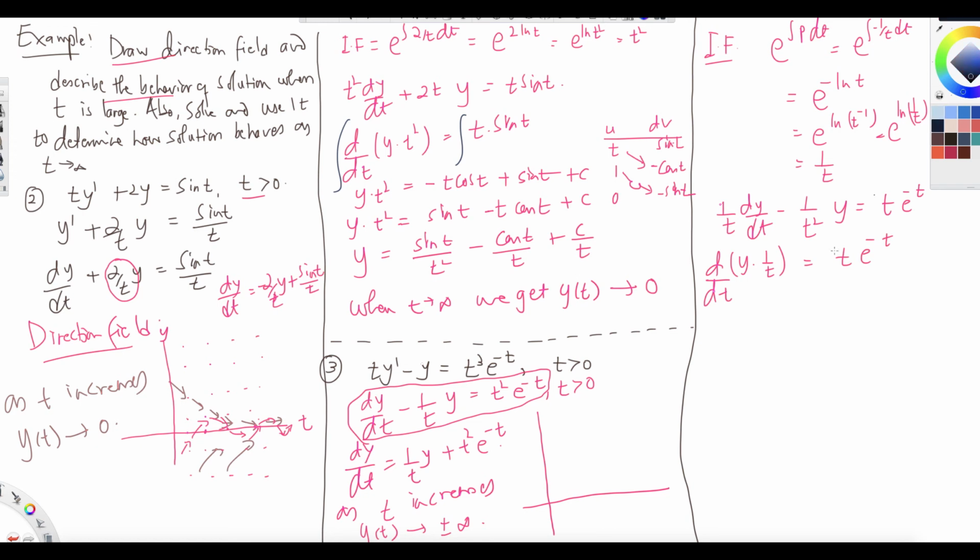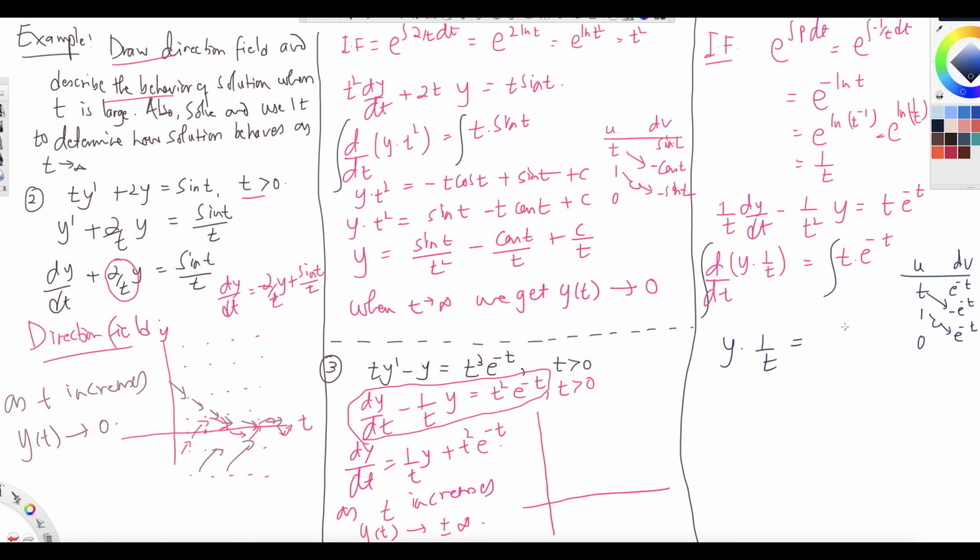Now we integrate on both sides. On the left side, the integral and the derivative will cancel out, leaving y over t. On the right side you need to use the product rule, or integration by parts. You write u and dv, where u is t and dv is e to the negative t. The derivative of t is 1, and the derivative of 1 is 0. The antiderivative of e to the negative t is negative e to the negative t, and the next one is e to the negative t. The first diagonal is positive multiplication. The second diagonal is negative multiplication.